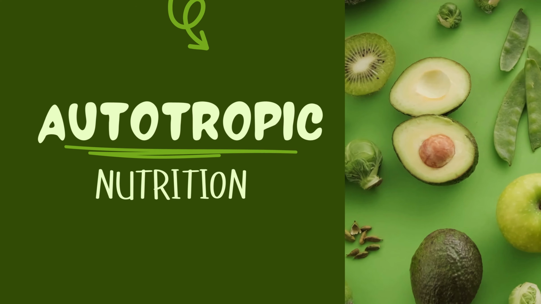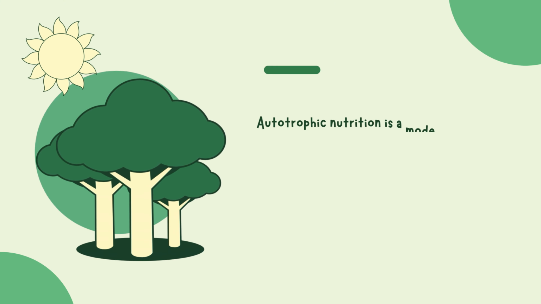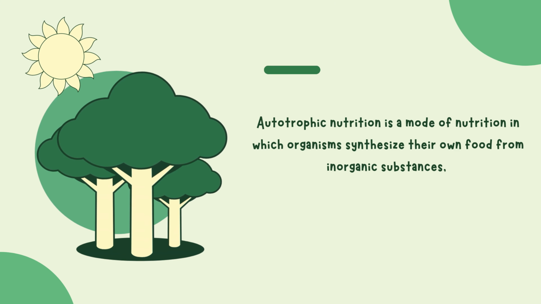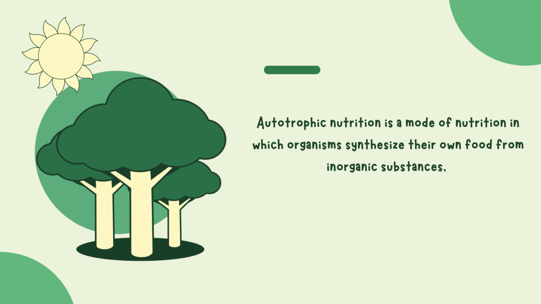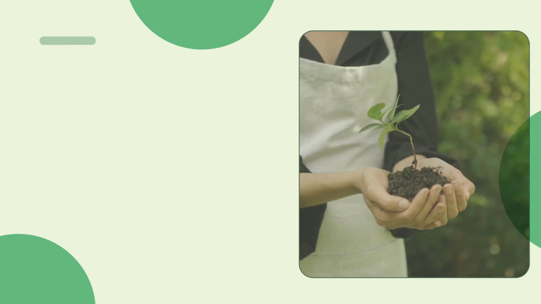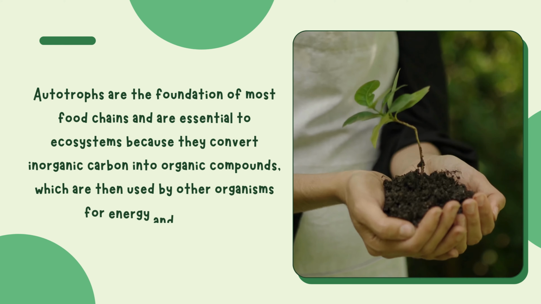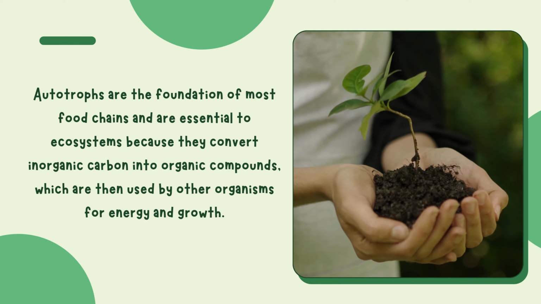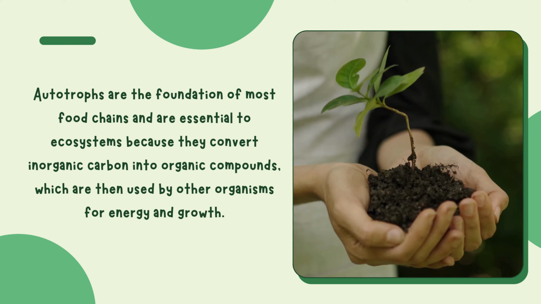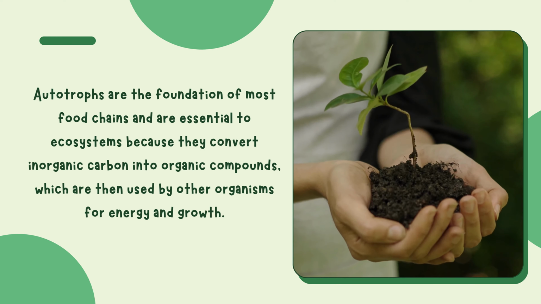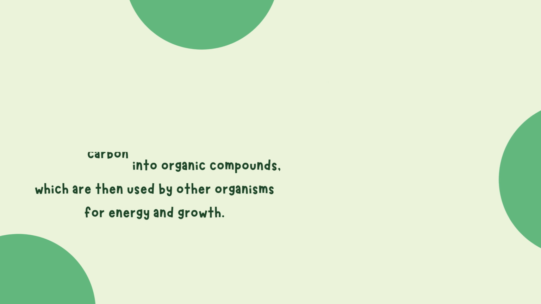Autotrophic nutrition. Autotrophic nutrition is a mode of nutrition in which organisms synthesize their own food from inorganic substances, typically using energy from sunlight or chemical reactions. Autotrophs are the foundation of most food chains and are essential to ecosystems because they convert inorganic carbon into organic compounds, which are then used by other organisms for energy and growth.